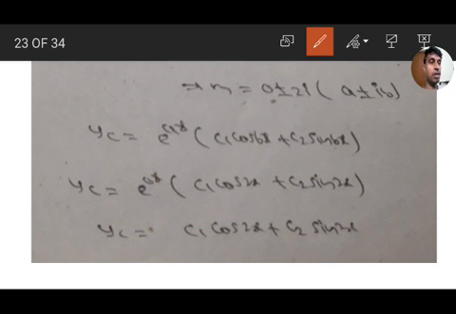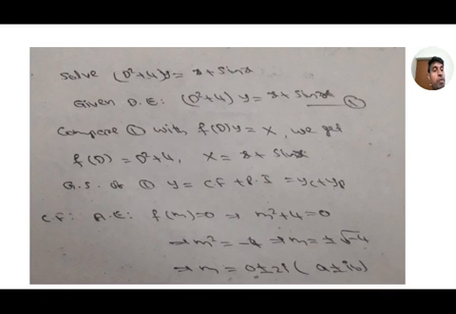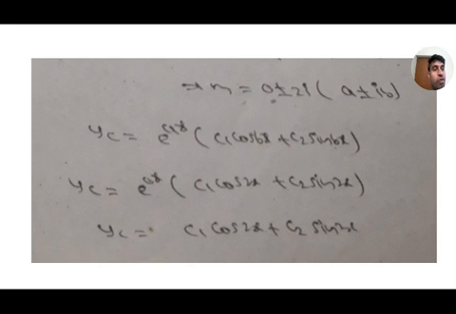That is the complementary function, f of m equal to 0. We are getting complex roots, so the solution is e to the power of ax into c1 cos bx plus c2 sin bx. Here a equal to 0, b equal to 2. Substituting, we get e to the power of 0x, which is 1, times c1 cos 2x plus c2 sin 2x.